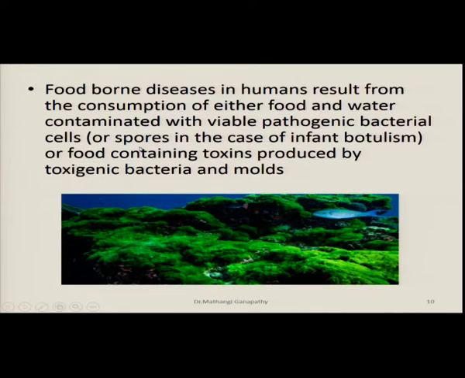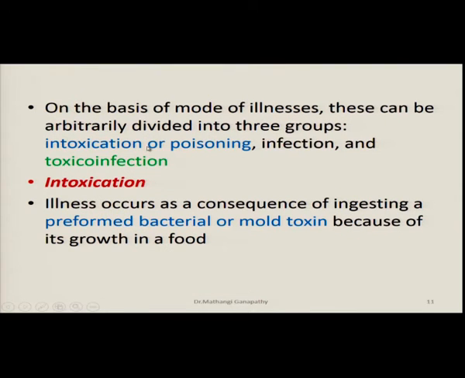So, even if a spore is present, then also you can have a foodborne disease, or you can also have toxins if the food contains toxins produced by the bacterium or the mold, or in the case with toxigenic algae, there is an outbreak of a foodborne disease. On the basis of the mode of illness, these can be divided into 3 groups: intoxication or poisoning, infection, and toxico-infection. So, how does this disease manifest? Based on that, we divide it into 3 types: intoxication or food poisoning, foodborne infection, and foodborne toxico-infection.